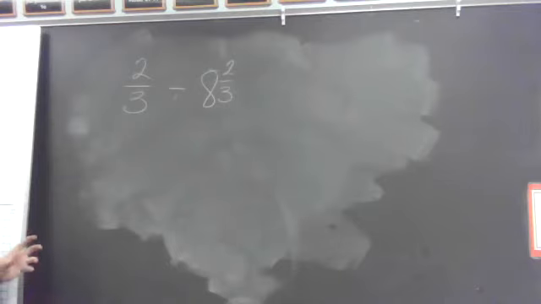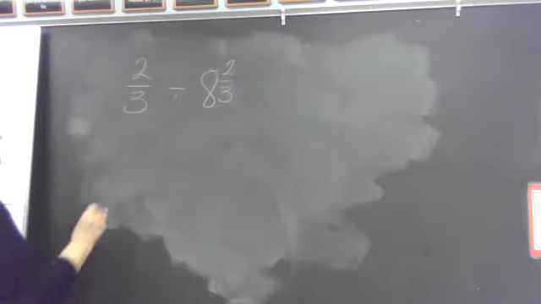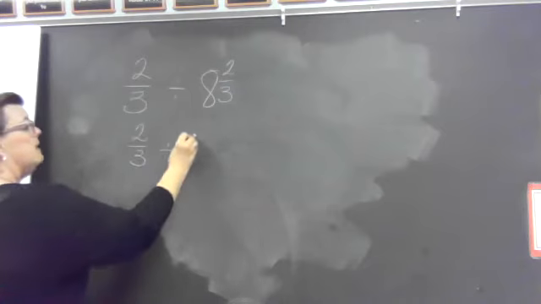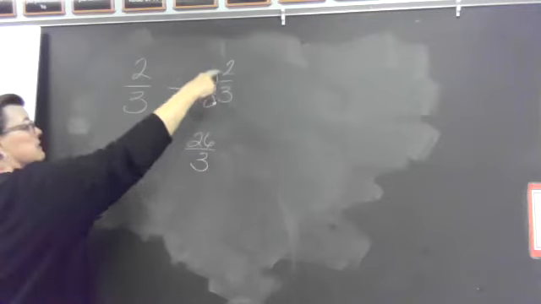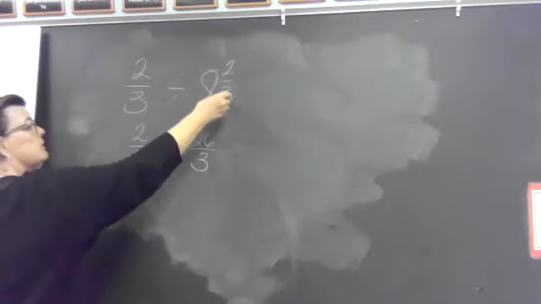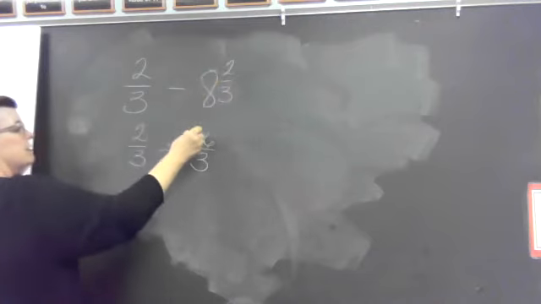Okay, before, remember in any of our problems, we found out that if we change the mixed fraction to an improper fraction, we should do that first before we do anything else. Change this to an improper fraction. So now we have 2/3 divided by 26/3. Okay, because I changed this to an improper fraction. 3 times 8 is 24, 25, 26 over the 3.